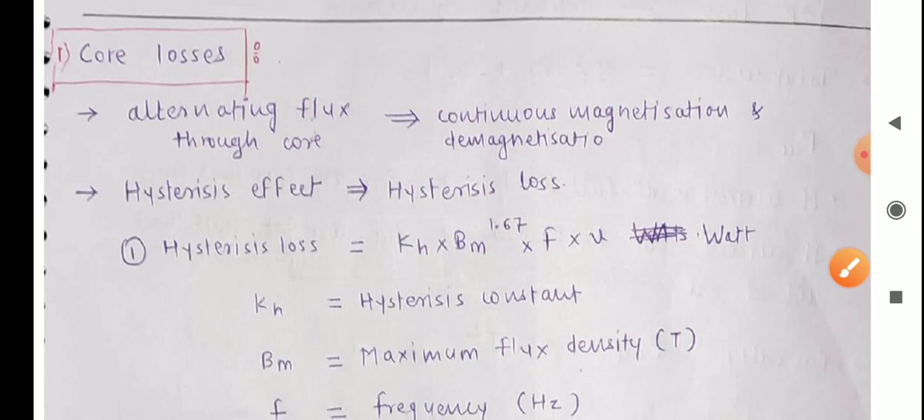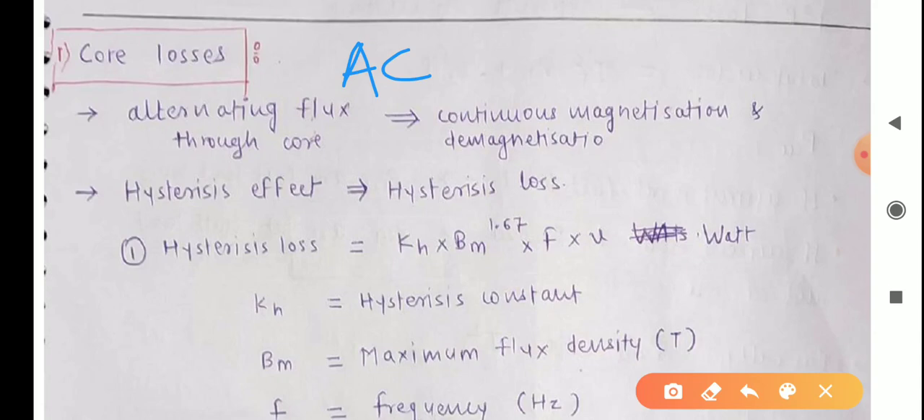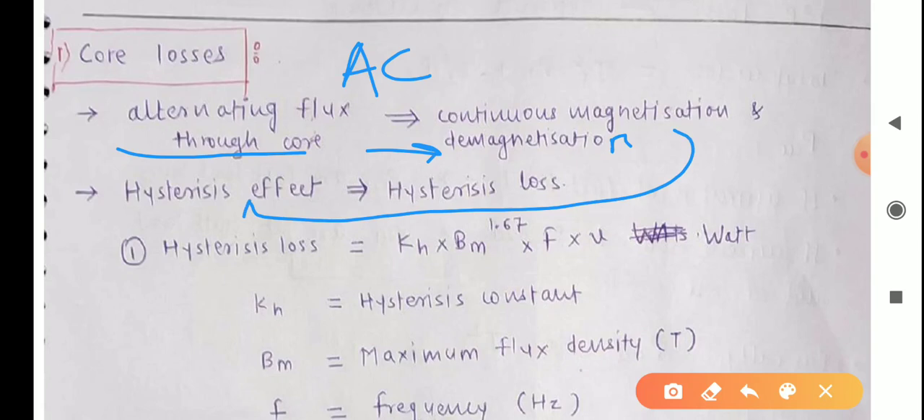Now, as we all are aware, the transformer works on AC supply, and because of this AC supply, alternating flux flows through the core of the transformer. The path that is provided for the flux is only the core path, and this alternating flux is responsible for the continuous magnetization and demagnetization of the core. This continuous magnetization and demagnetization produces the hysteresis effect in the core, resulting in the hysteresis losses happening in the core.